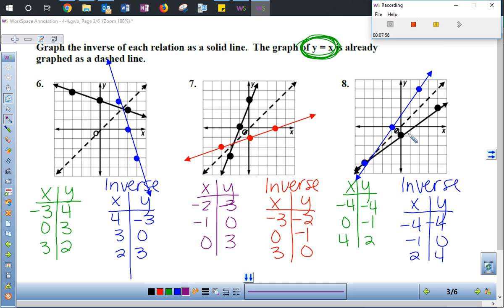So your 3 ordered pairs on the original line were negative 4, negative 4, 0, negative 1, and 4, 2. Then our inverse, when we switch it, would be negative 4, negative 4. Notice that's the same point. Negative 1, 0, and 2, 4. So when we graph it, they all intersect at that point right there on the graph, which is that negative 4, negative 4.